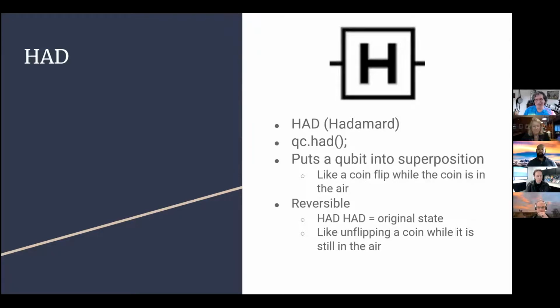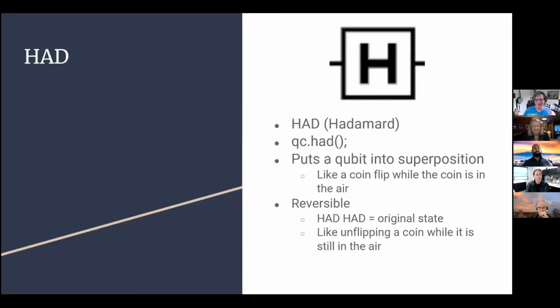Now, the thing that I find interesting about had is that it is reversible, meaning that if you do 2 had operations together, you get the original value. So why that's interesting to me is you think of, okay, I do a had, I flip a coin, the coin's in the air, it's spinning, I don't know what it is, and I can unflip it and put it back into the state it was before. And that, again, has no business in reality, but that's the way my brain is processing it. And my brain is okay with that.